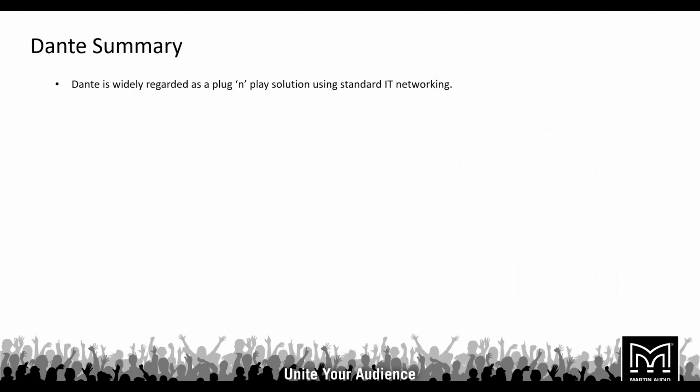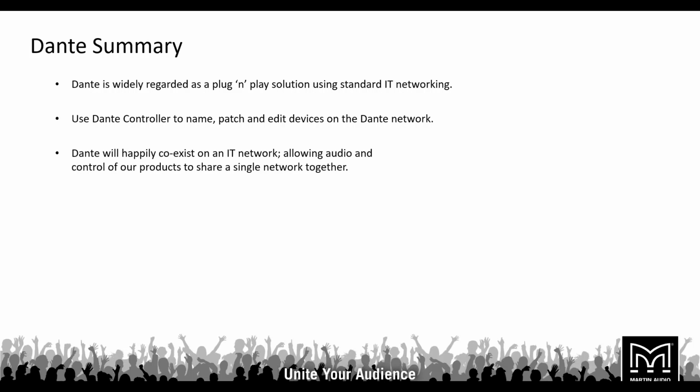So we've covered quite a wide range of things here, so we can have a little summary now. Dante is widely regarded as a plug-and-play solution, and of course, if we're using DHCP support for both ViewNet and Dante, and everything's set to auto, it should be a simple case of plugging it in, routing your transmitters to receivers, and you're good to go. We use Dante Controller to name, patch, and edit devices on the network, as well as monitor things like clock status, etc.